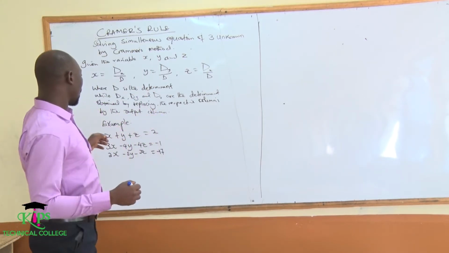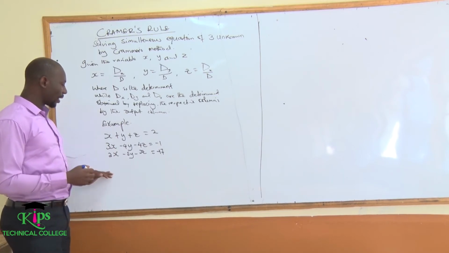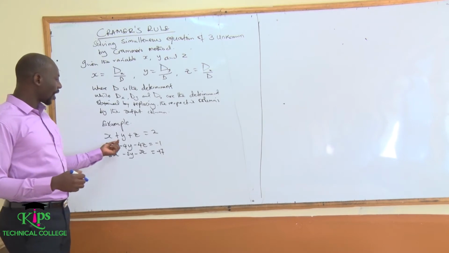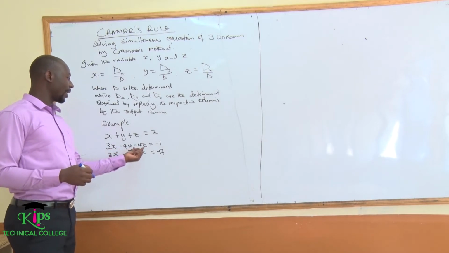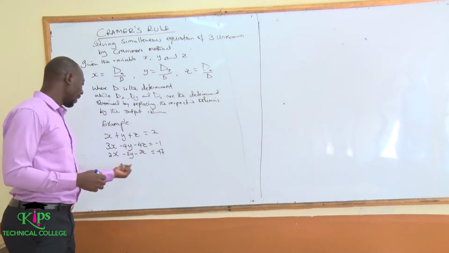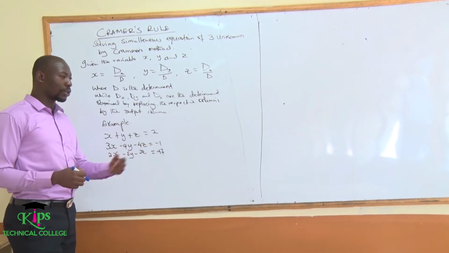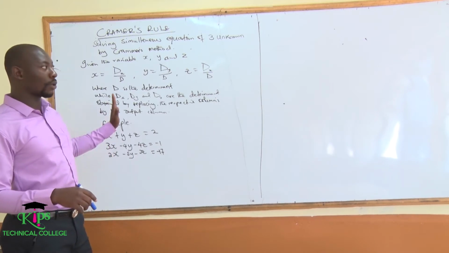We have an example here where we are told to solve for x, y, and z by the method of Cramer's Rule. So you have x plus y plus z is equal to 2, 3x minus 4y minus 4z is equal to negative 1, 2x minus 5y minus 2z is equal to negative 17. You need to solve for the variables by the method of Cramer's Rule.